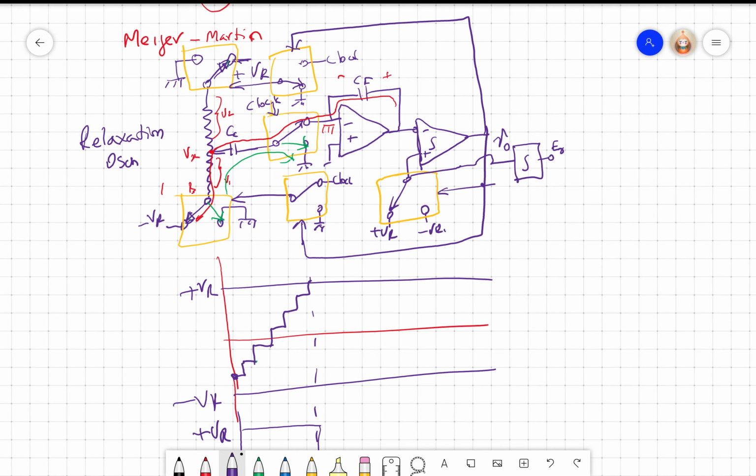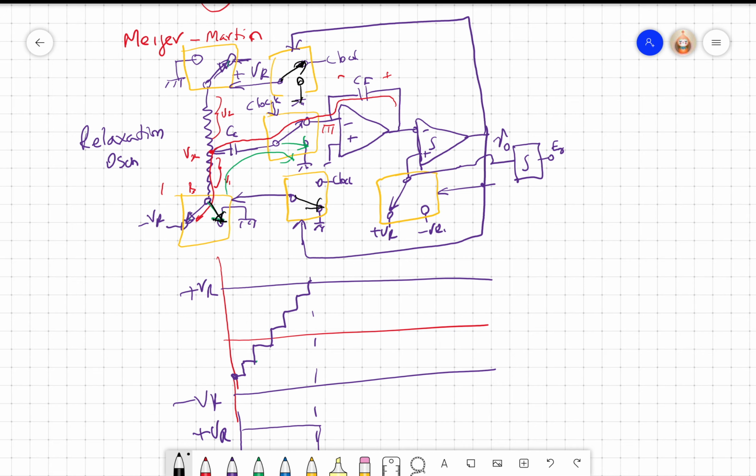This will get permanently connected. Now what color should I use? I've already used most of the colors, so I'll use black. So this would be permanently connected here. This will go here. So this switch will be clocked, and of course this switch will be clocked, right? So this would be permanently grounded. Okay. So now what is going to happen?